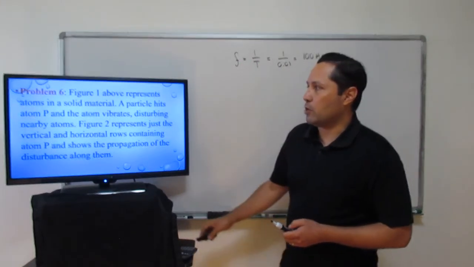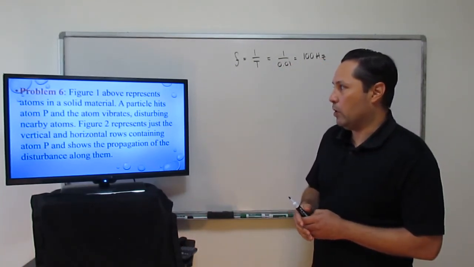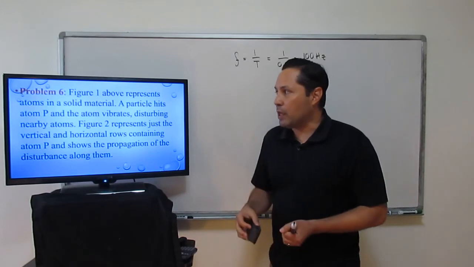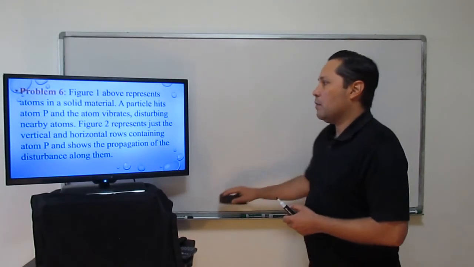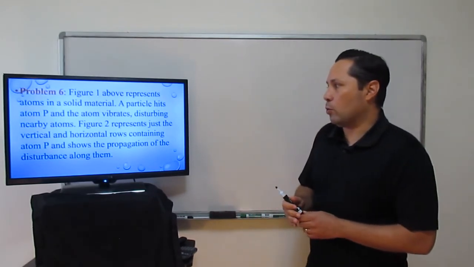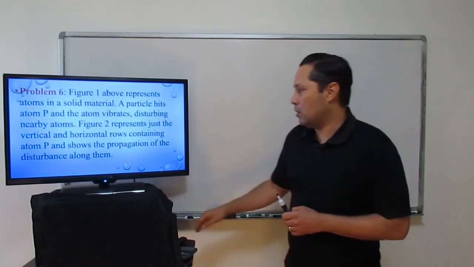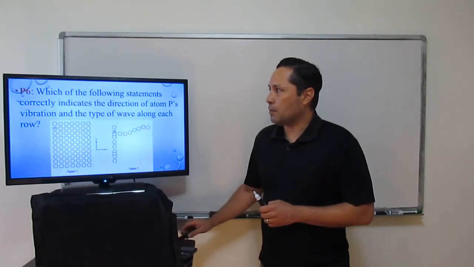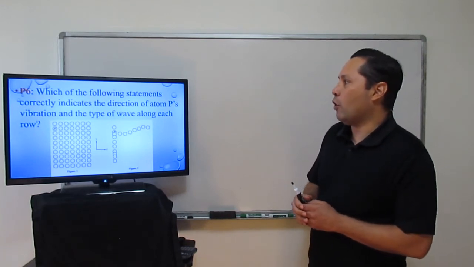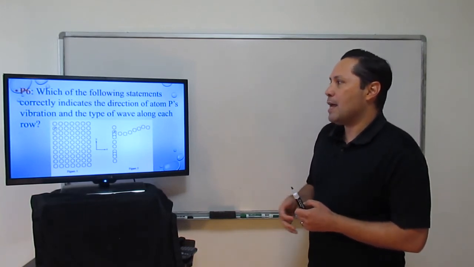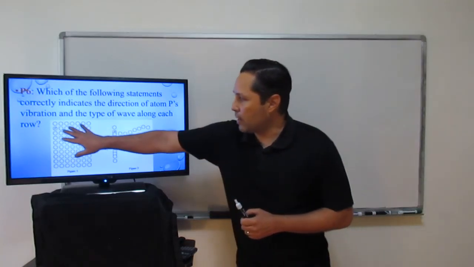For our next question, problem 6. Figure 1 above represents atoms in a solid material. A particle hits atom P and the atom vibrates, disturbing nearby atoms. Figure 2 represents just the vertical and horizontal rows containing atom P and shows the propagation of the disturbance along them. So which of the following statements correctly indicates the direction of atom P's vibration and the type of vibration along each row? Alright, so there's atom P right there.